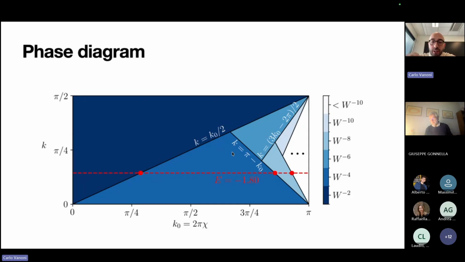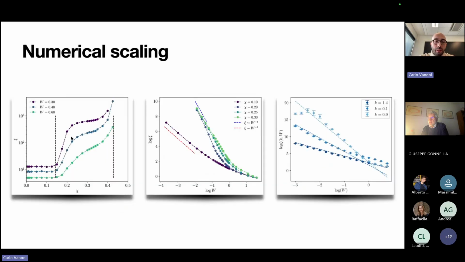So let's focus, for example, on a particle with a given energy. So we are looking at a specific energy in the spectrum of the model. And if you compute the localization length at that energy, you would get the following. You can see that here on the y-axis, I have the localization length in log scale. And so you have a region for small chi, so close to the uncorrelated case, in which for different W's, you have different values of the localization length, but it's basically of order 1.